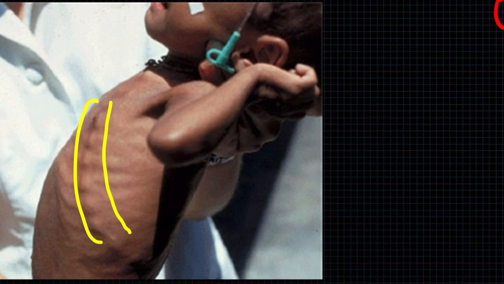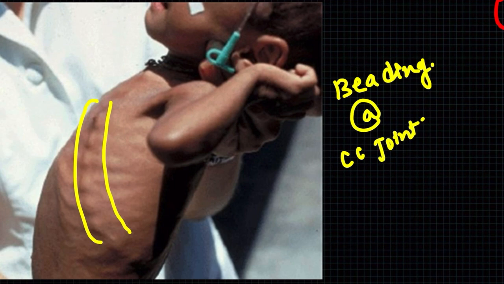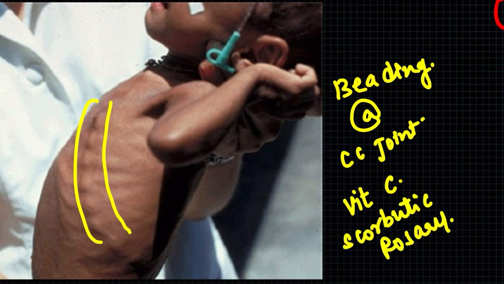Guys, you can see a very sharp beading-like pattern. So a beading-like pattern at the costochondral joint, what does it suggest? It shows that the child has scurvy with deficiency of vitamin C. So this is not rickety rosary. This is actually scorbutic rosary. When we talk about rachitic rosary, it has less prominent bumps and it is less angular than the scorbutic one.